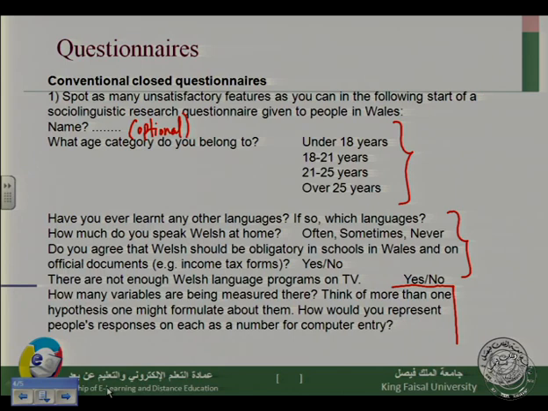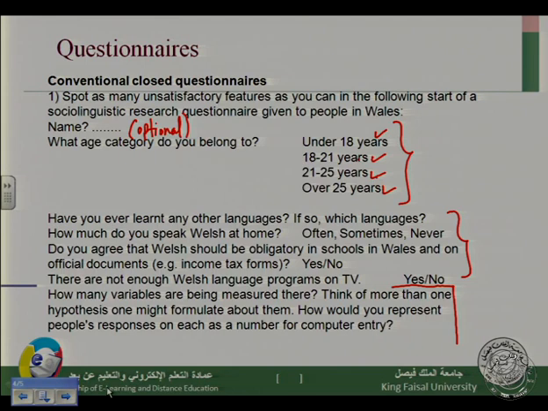The second question is, what age category do you belong to? There is a very obvious problem here. How about if you are 18? How about if you are 18 years old? Are you going to select this or this? So, an obvious problem. How about if you are 21? Are you going to select this or this? How about if you are 25? Are you going to select this or this?